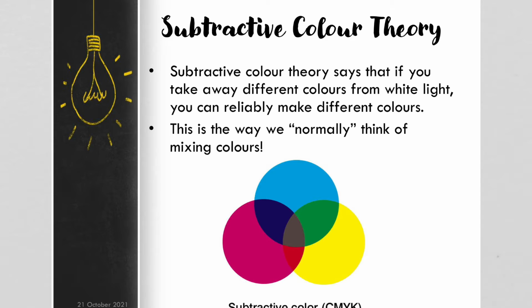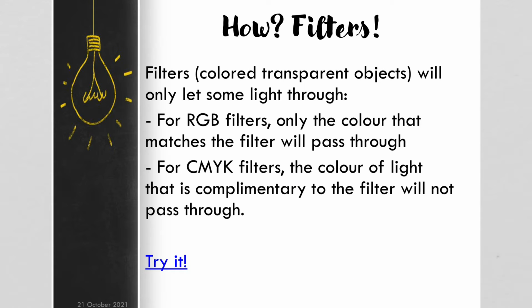In our last lesson we learned about additive color theory. Now we're going to learn about subtractive color theory. That says that if you take away different colors from white light, you can reliably make different colors. So this is the way we normally think of mixing colors. How do we do that?